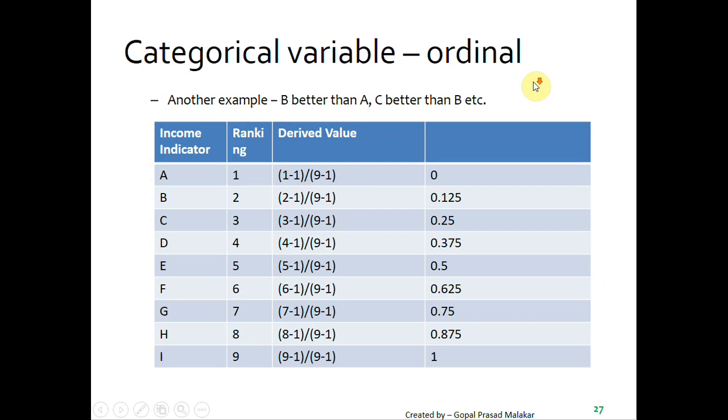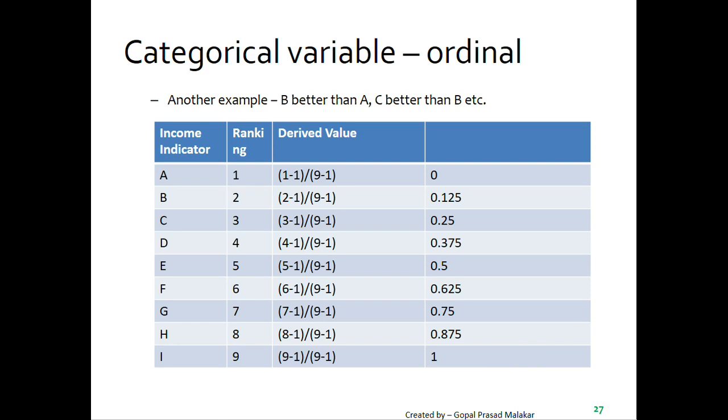You have to apply the same procedure even if there are many categories. Let's say there are categories like A to I, where B is better than A, C is better than B, and so on. Again the same thing: you rank it 1 to 9 and compute (rank - 1) divided by (max rank - 1). So this got converted between 0 and 1. This procedure converts the numbers to between 0 and 1.